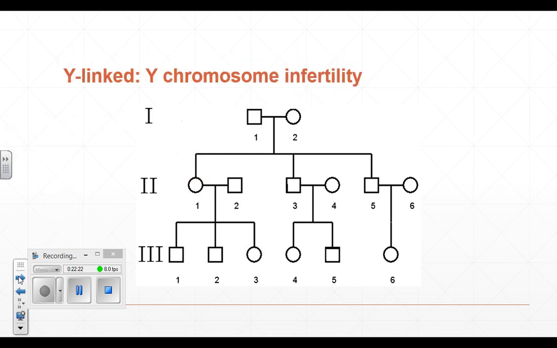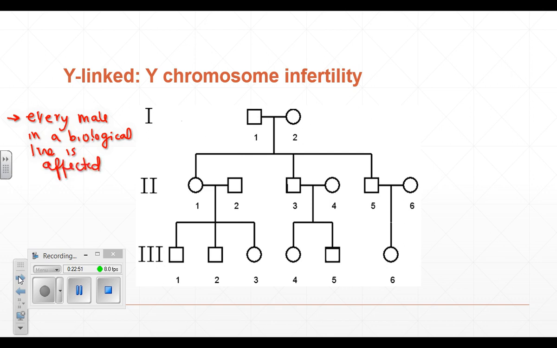Last example, Y-linked. There are not that many Y-linked traits because the Y chromosome is so small. An example would be Y chromosome infertility. Y-linked is usually pretty easy to identify because every male in a biological line is affected. And not just some of them, it can't skip every single one of them. Why? You get your Y chromosome from your father. If your father was affected and you are male, you will be affected too.